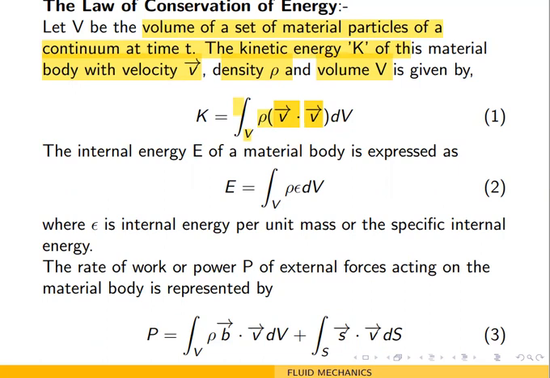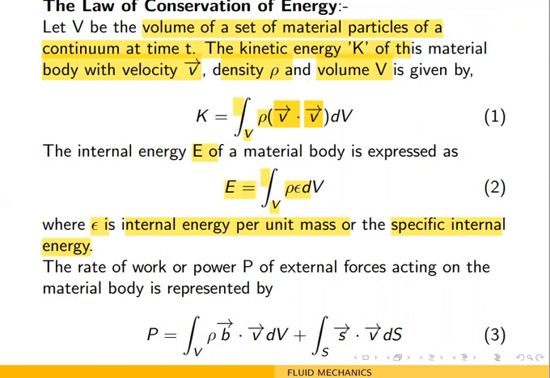Then we have the internal energy E of a material body, expressed as E is equal to the volume integral of rho epsilon dV, where this epsilon is the internal energy per unit mass, also called the specific internal energy. So this is our kinetic energy and the internal energy.